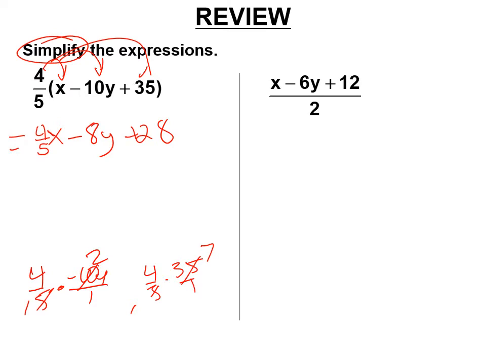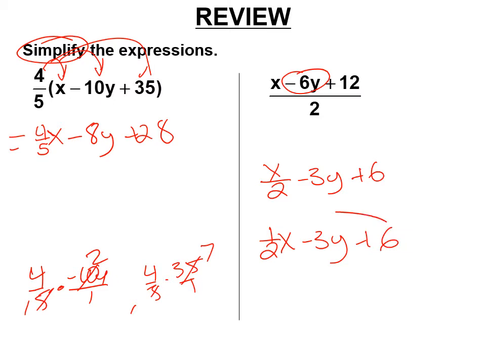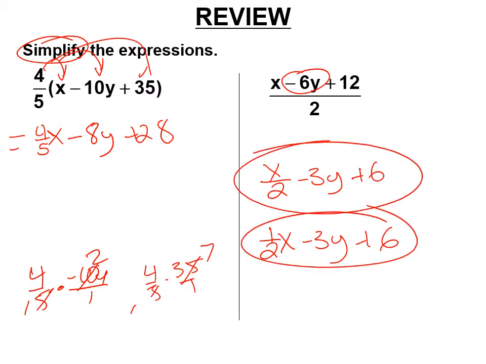Okay, so this is distributive property of division. So you have to divide all those by 2. So what's x divided by 2? You could write x over 2, or it would be also correct if you wrote 1/2 x. Negative 6y divided by 2 is negative 3y, so we're going to write minus 3y. 12 divided by 2 is 6. Both of those are correct. Distributive property of division.